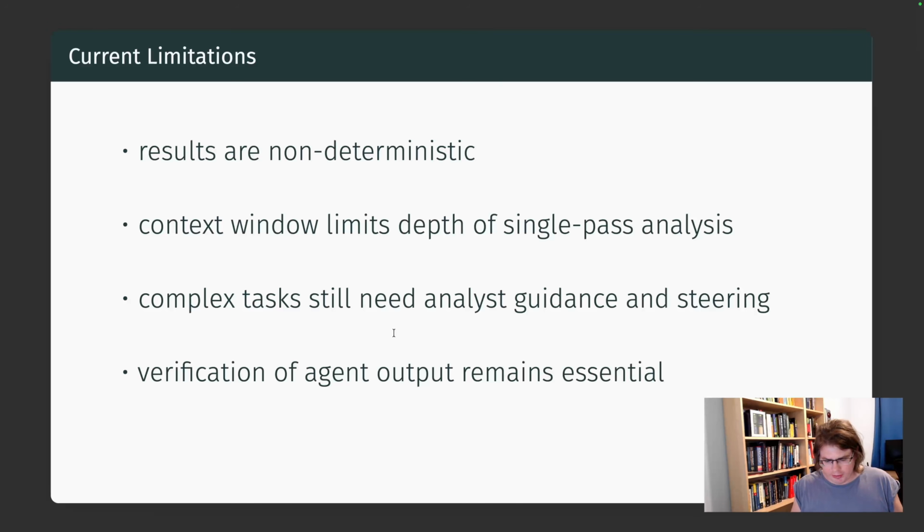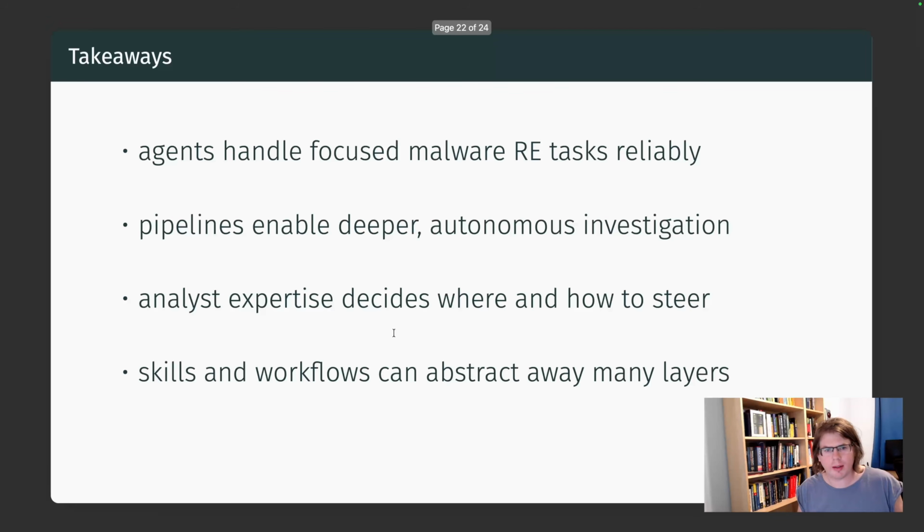The results of the agents are non-deterministic. They might run out of context window and so on and so on. Complex tasks need analysis guidance and observation. And especially we need to verify the result. So these are essential things.